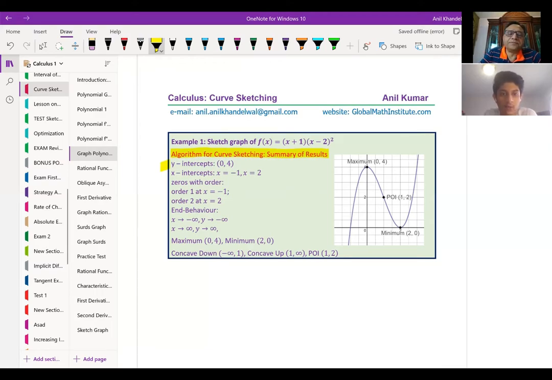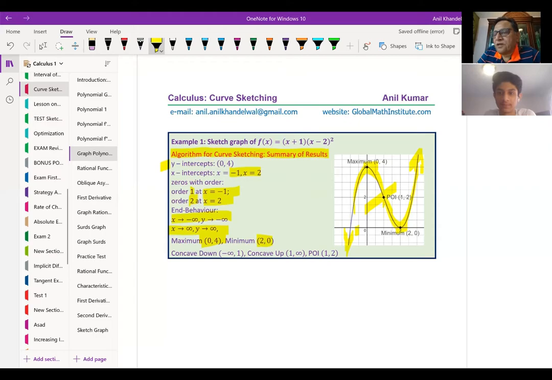Yes, sir. We found that our y-intercept lies at point (0, 4) and our x-intercepts were -1 and 2. And our zeros with their respective order would be order 1 for the 0 at x equals -1 and order 2 for the 0 at x equals 2. And our end behavior would be as x approaches minus infinity, y approaches minus infinity, and as x approaches infinity, y approaches infinity. And our maximum is at (0, 4) and minimum is at (2, 0). And it's concave down on the interval from -infinity to 1 and concave up on the interval from 1 to infinity, with a point of inflection at (1, 2).